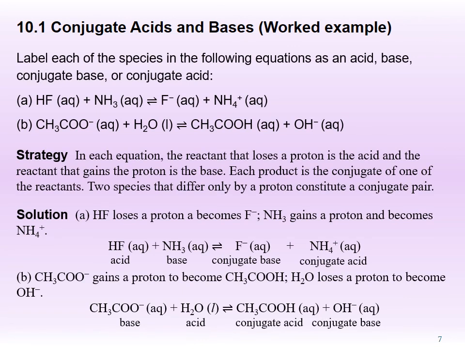Here are other examples. Label each of the species in the following equations as an acid, base, conjugate base, or conjugate acid. In each equation, the reactant that loses a proton is the acid, and the reactant that gains the proton is the base. Each product is the conjugate of one of the reactants. Two species that differ only by a proton constitute a conjugate pair. Part A. HF is the acid since it loses a proton to become the conjugate base F-. NH3 is the base since it gains a proton to become the conjugate acid NH4+.